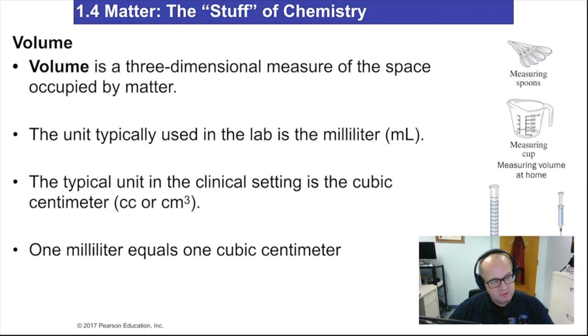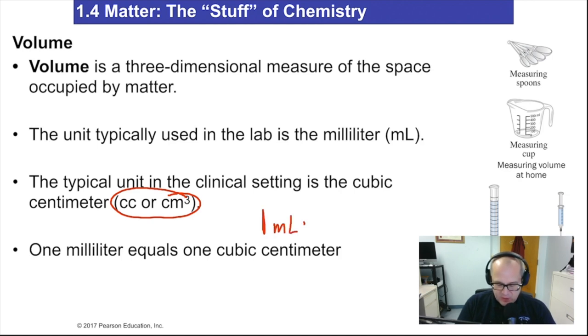Now there are kiloliters, but most people don't use them. In the clinical setting, you may come across cubic centimeters. CC, or centimeter cubed. So now, here's a fun fact. 1 milliliter equals 1 centimeter cubed, equals 1 cc.